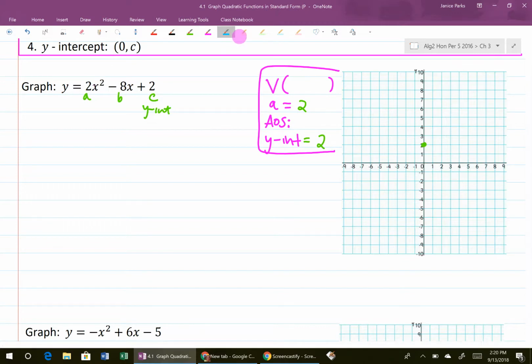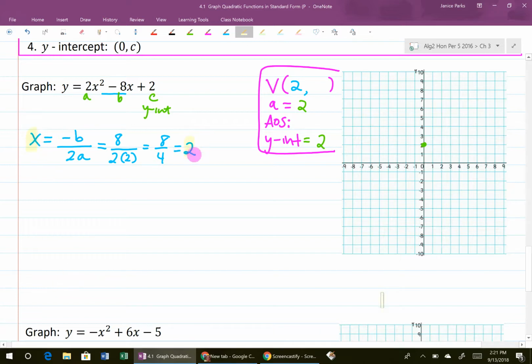To find the vertex, there are a couple ways of doing this, but the first step is always the same. In order to find the x value, you must use the formula negative b over 2a. So negative b would be the opposite of negative 8, which is 8. And then the denominator would be 2 times the a value. So we have 8 over 4, which is 2. That is the x value of the vertex. It is also your axis of symmetry. So you can go ahead and dash that into your problem.